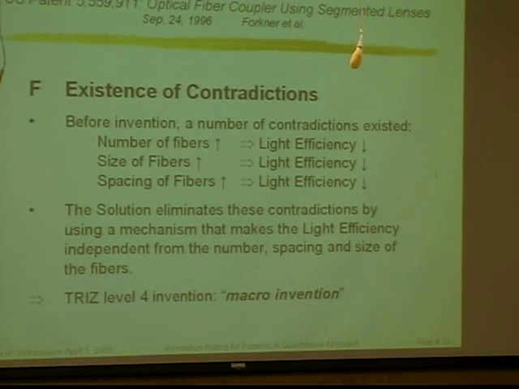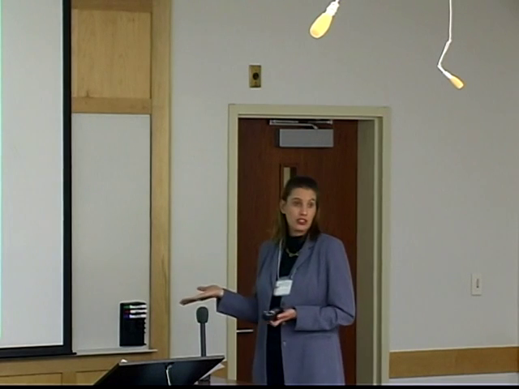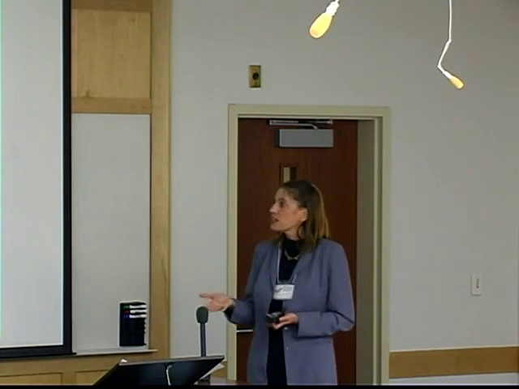For example, if you wanted to transport more light, you needed to increase the number of fibers. Well, if you increase the number of fibers, you also increase the space between the fibers. And that meant you were losing light in the space between the fibers. So there is a contradiction: the number of fibers goes up, the light efficiency goes down. Also, if you were to use bigger fibers, you still can't pack big fibers any more closely than small fibers. So again, there is a contradiction with light efficiency.